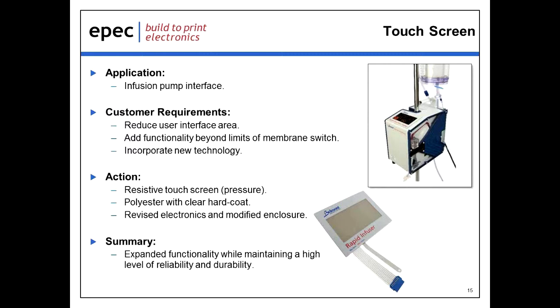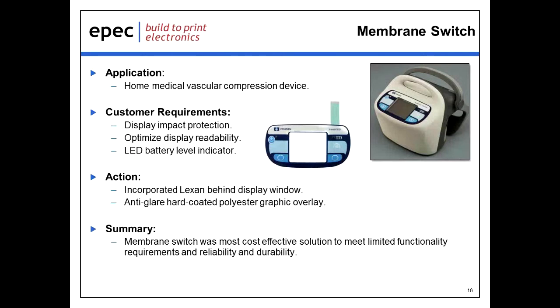The second case study is going to be a membrane switch application. This product is actually a medical vascular compression device interface. And again, in speaking with the customer, they had some very specific requirements that they wanted to meet. Number one was going to be the display impact protection. Number two was going to be the readability. This is going to be used in different levels of light, and they needed it to be readable. And number three, they wanted to integrate a battery light indicator.